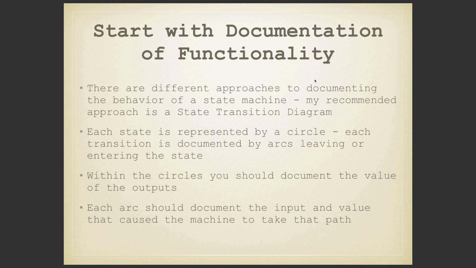We're going to be using Pong Chu's state machine as the example, since it's the implementation I'm asking you to put together. Each state is represented by a circle, and within each circle is a documentation of what the output should be when you are in that state. And the transitions between the states are documented by arcs, and above each arc is documented the value or values of the inputs that caused the state machine to take that transition.